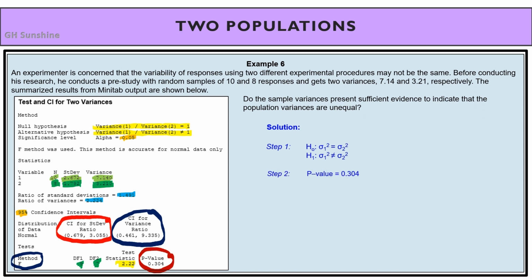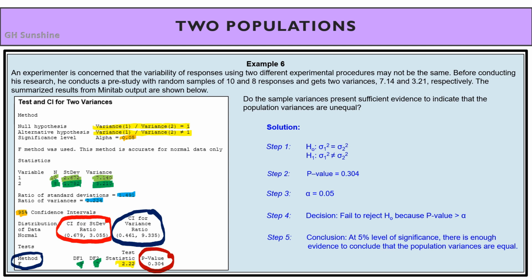So using the Minitab output, second step, state the p-value, 0.304. What is the alpha? 0.05. And then what is the decision? Since the p-value is greater than alpha, fail to reject H0. Therefore, at 5% level of significance, there is enough evidence to conclude that the population variances are equal.